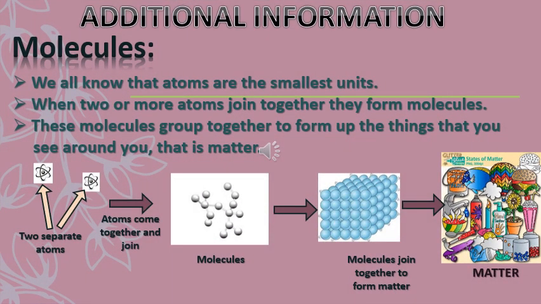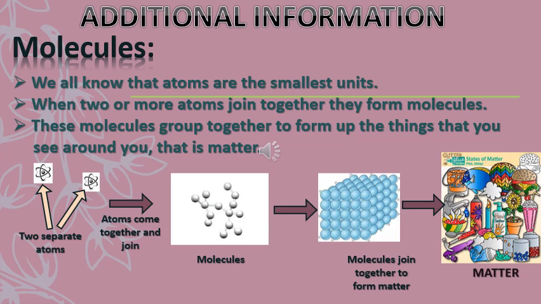Now some additional information about molecules. We all know that molecules are made up of atoms, and atoms are the smallest units. When two or more atoms of the same kind join together, they form molecules. When these molecules of the same type group together, they form things which we see around us, that is matter.